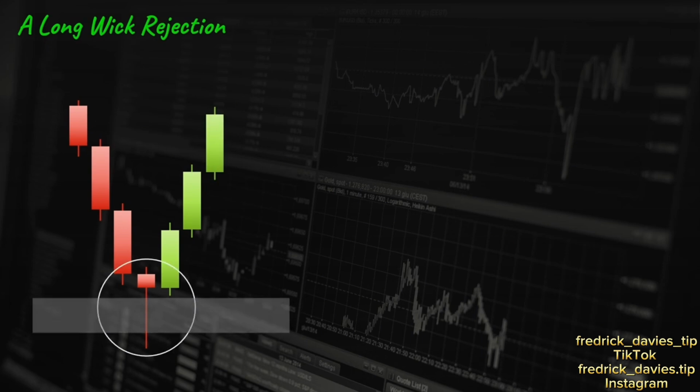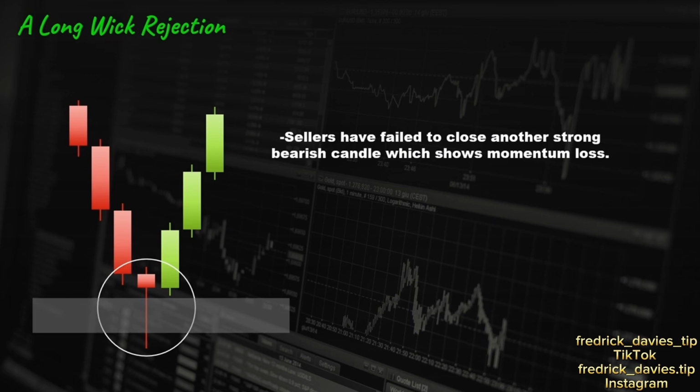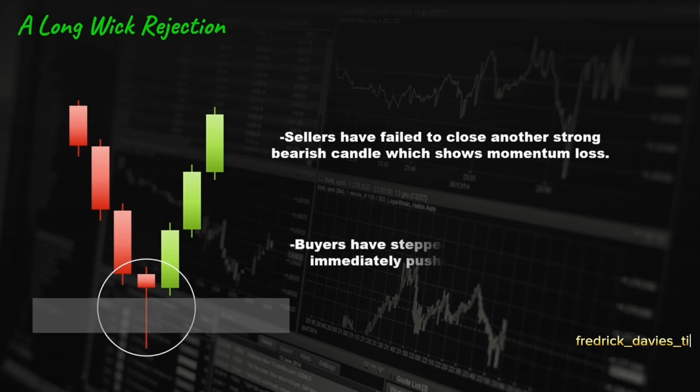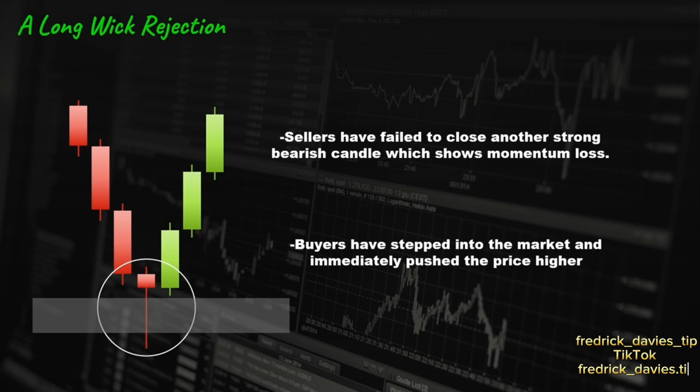The candle's color does not matter. It can be red or green. From the price action view, the sellers have failed to close another strong bearish candle, which shows momentum loss. On the other hand, the buyers have stepped into the market and immediately pushed the price higher. This rejection signals a possible reversal to the opposite side of the market.